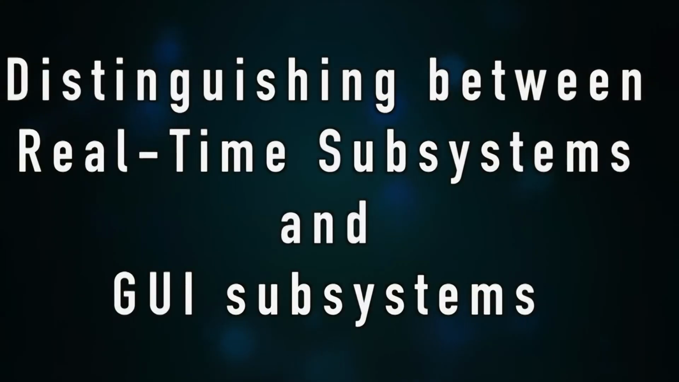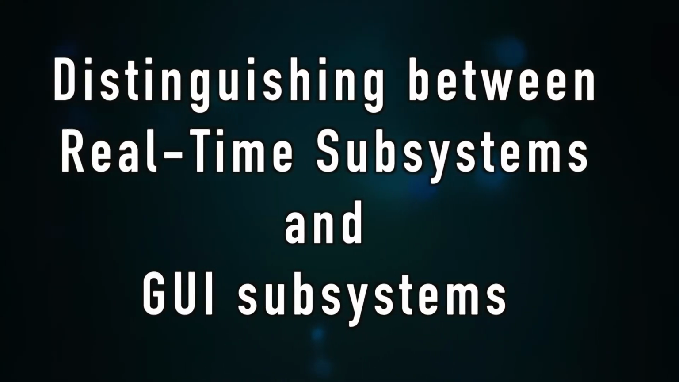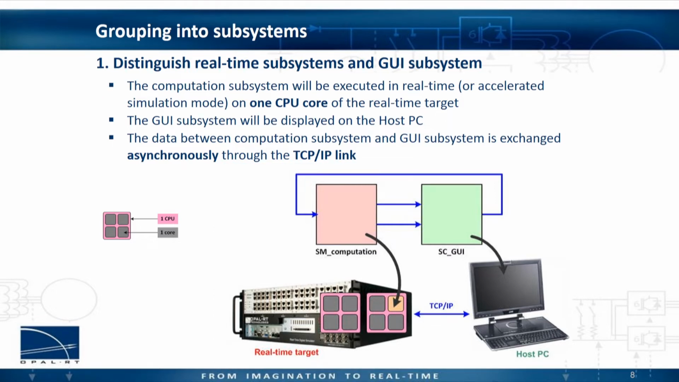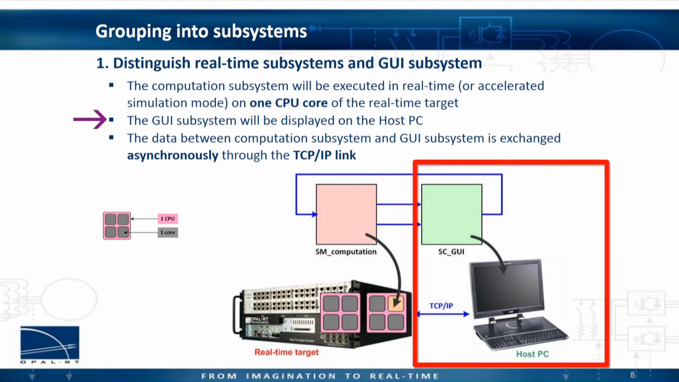So, distinguishing real-time subsystem and GUI subsystem. The computation subsystem will be executed in real time, for an accelerated simulation model, on one CPU core of the real-time target. So what does it mean? If you have one computation subsystem, this will be locked to one computation core. If you have multiple subsystems, multiple cores will be allocated at that instant, and the GUI subsystem will not be occupying any core. It will be running on your host PC.